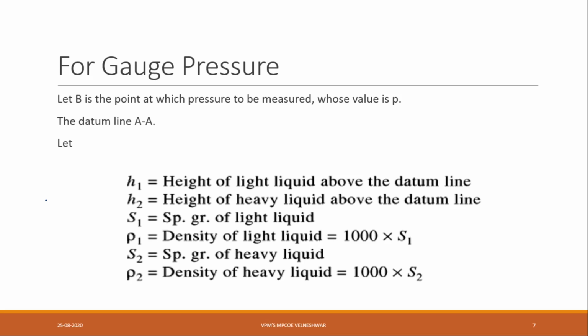S1 is the specific gravity of the light liquid, and the density of light liquid is equal to 1000 into S1. Here the light liquid need not be only water, we can take some oil also, because oil will have specific gravity of 0.9 something. Generally the heavy liquid we consider as mercury, because its specific gravity is almost 13.6. S2 is the specific gravity of heavy liquid and ρ2 is the density of heavy liquid, that is our formula: 1000 into S1, 1000 into S2.